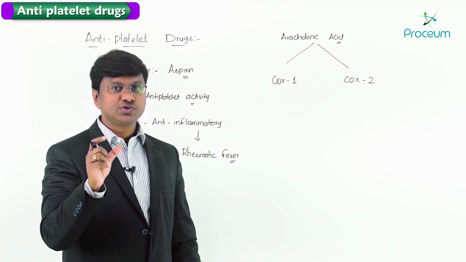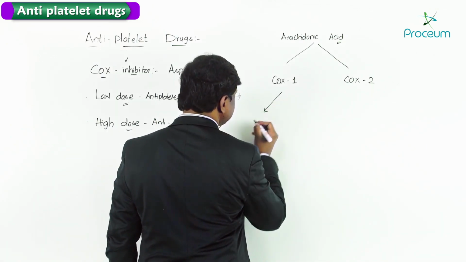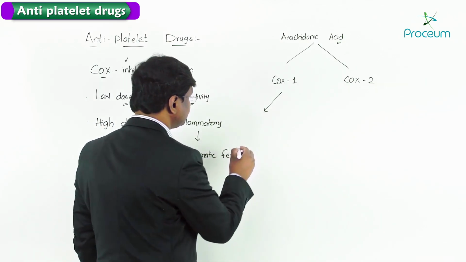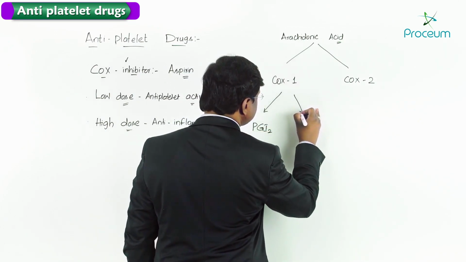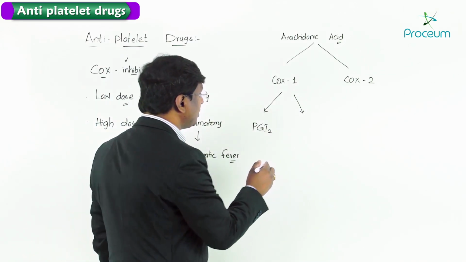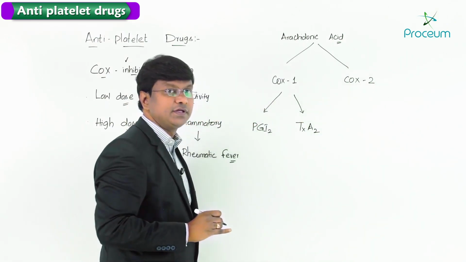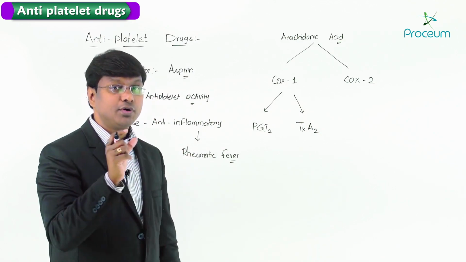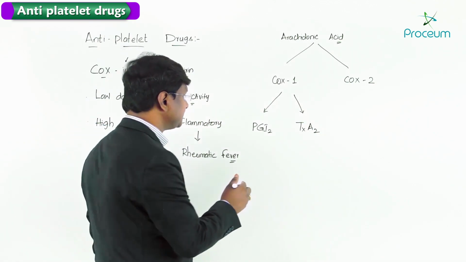So in the presence of the enzyme COX-1, from the arachidonic acid there is synthesis of prostaglandin I2, and there is also synthesis of thromboxane A2, right. Now if you see this thromboxane A2, it has the platelet function.